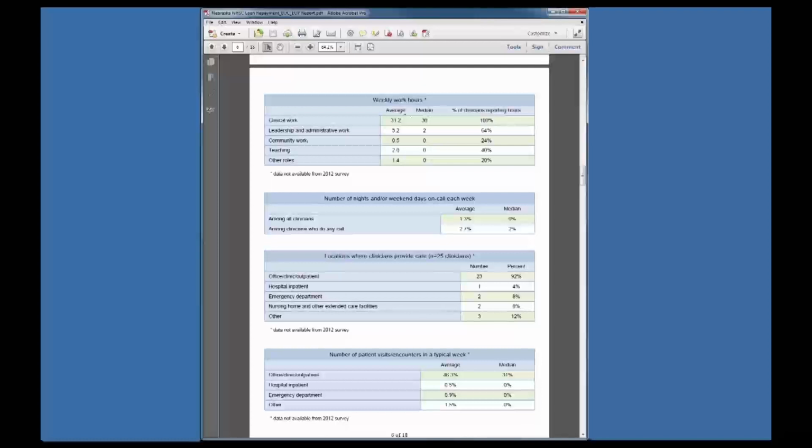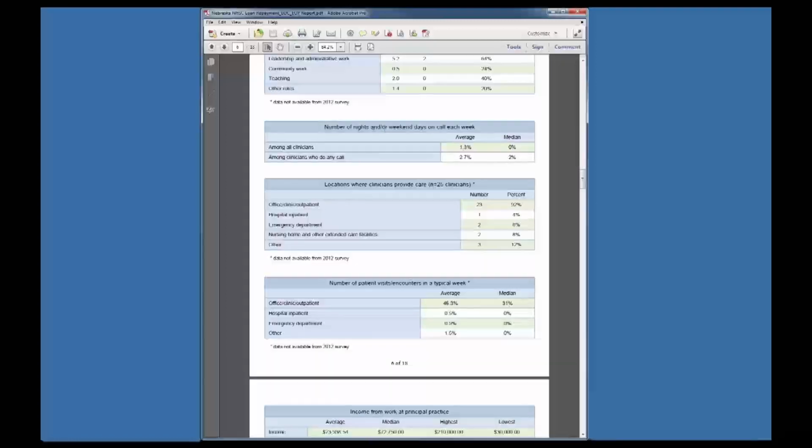And I think you all know the difference between average, which is the same as mean, versus median. Median means the mid-person in the hierarchy in terms of what they report. So although on average there's 0.5 hours a week of community work, the middle person is reporting none, and that's your median there. And then this tells you a little more about how many people actually do report community work. That's 24%. 40% are teaching, 20% report other kinds of roles.